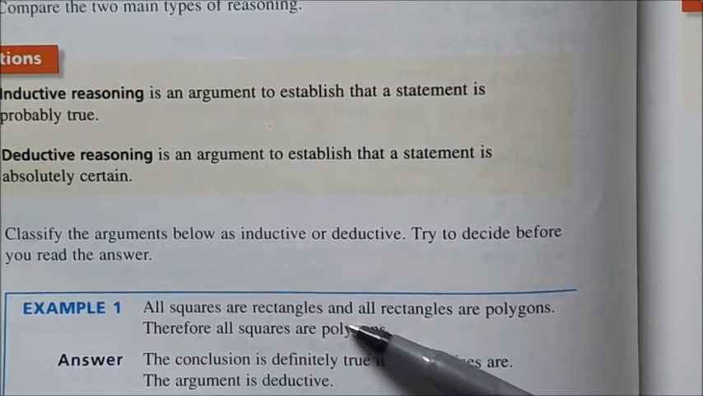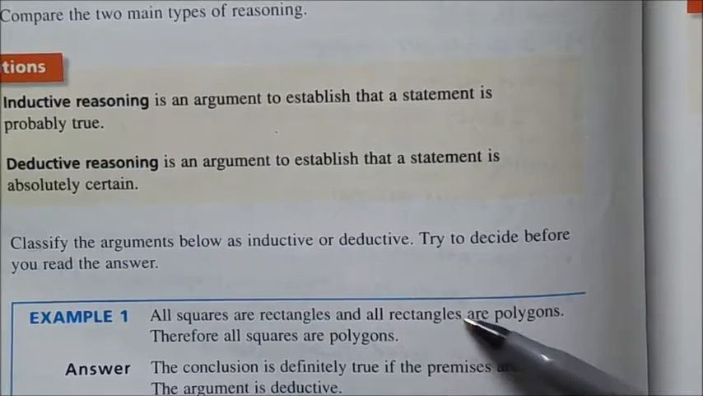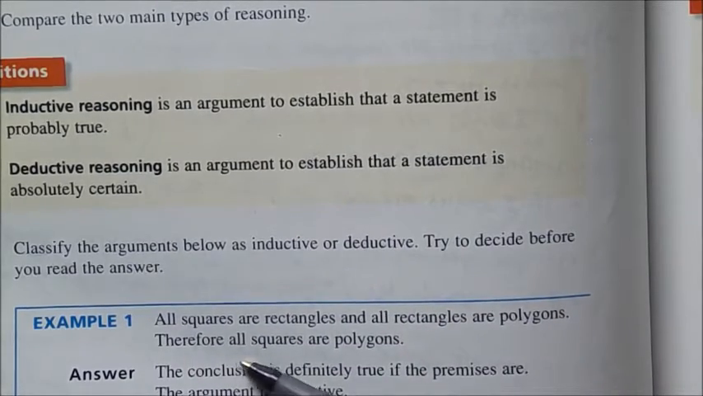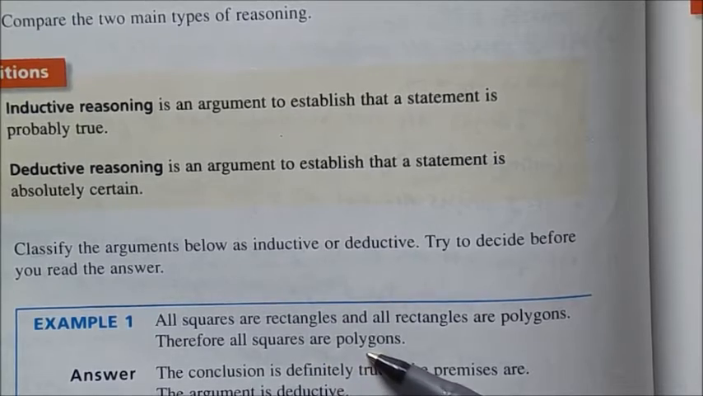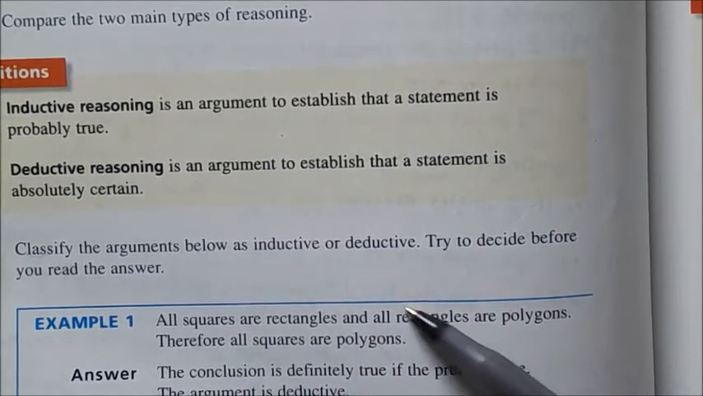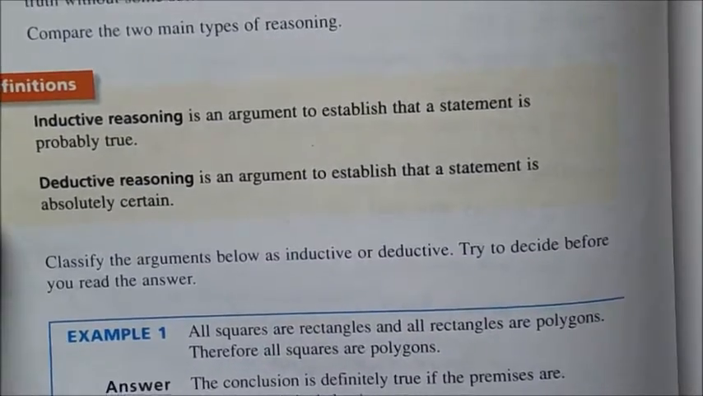All squares are rectangles. Okay, that's true. And then all rectangles are polygons. That's also true. So that we have a therefore all squares are polygons. So this was a supporting statement. This was a supporting statement. This is a conclusion. We're going to give those special names in a second.